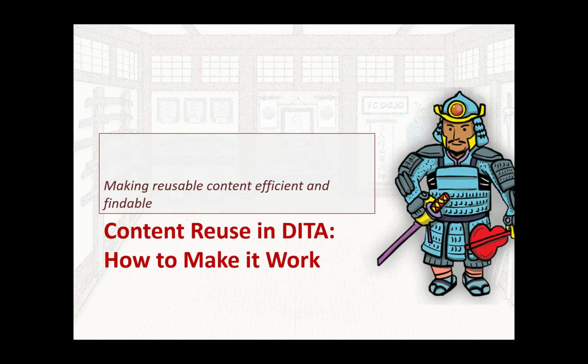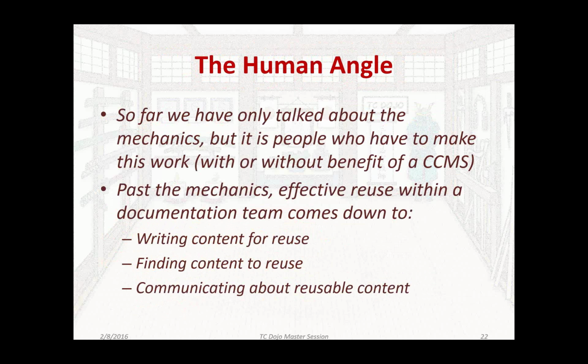Now we've looked at the mechanics, but let's talk about how to actually make it work, because let's face it, it's people who are making this work. Past mechanics, effective reuse within a documentation team comes down to writing content for reuse, finding the content to reuse, and then communicating about reusable content. By the way, these three points are not mine. They come from my colleague Lee White, and she had a great piece on the subject called "The Elusive Promise of Reuse." I have a bunch of references at the very end of this presentation, things you can check out later, and that's one of them.